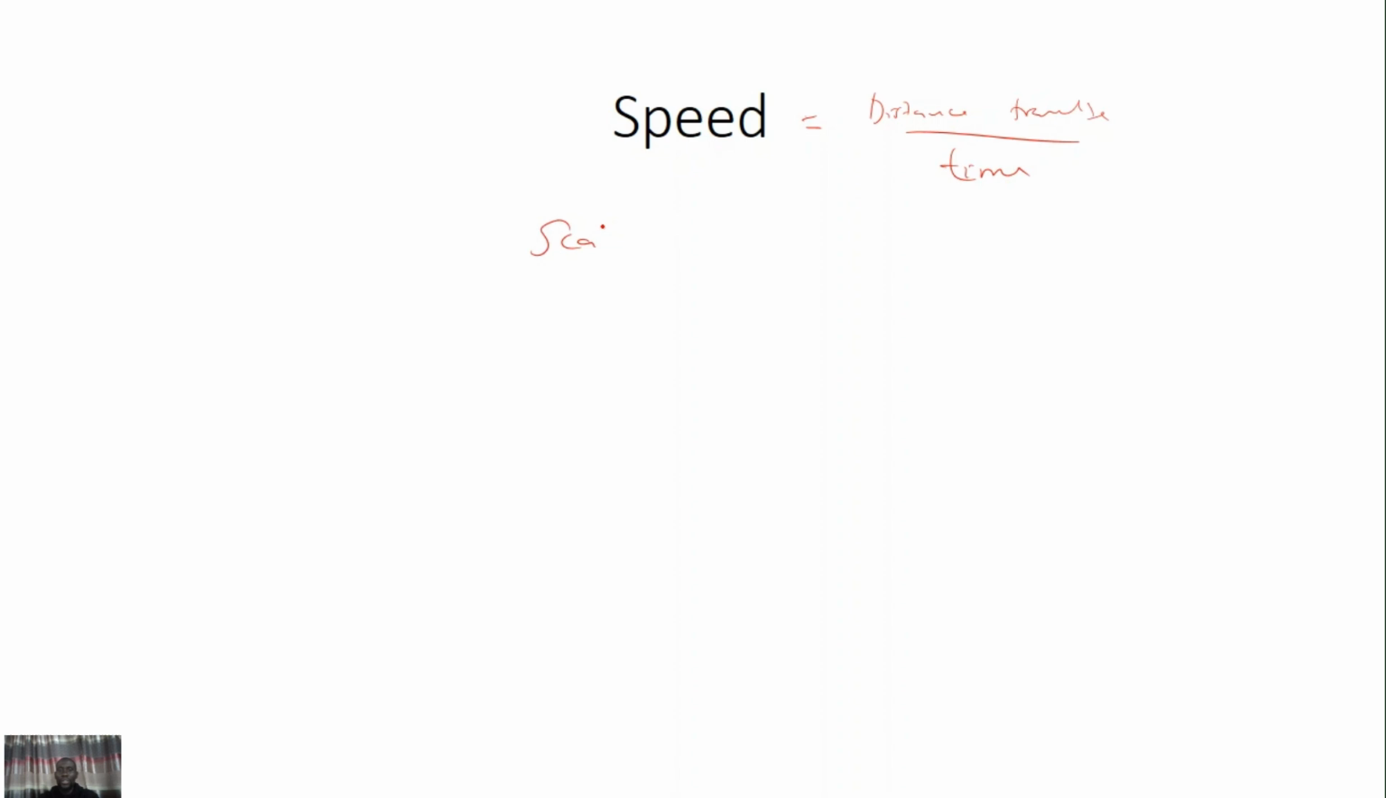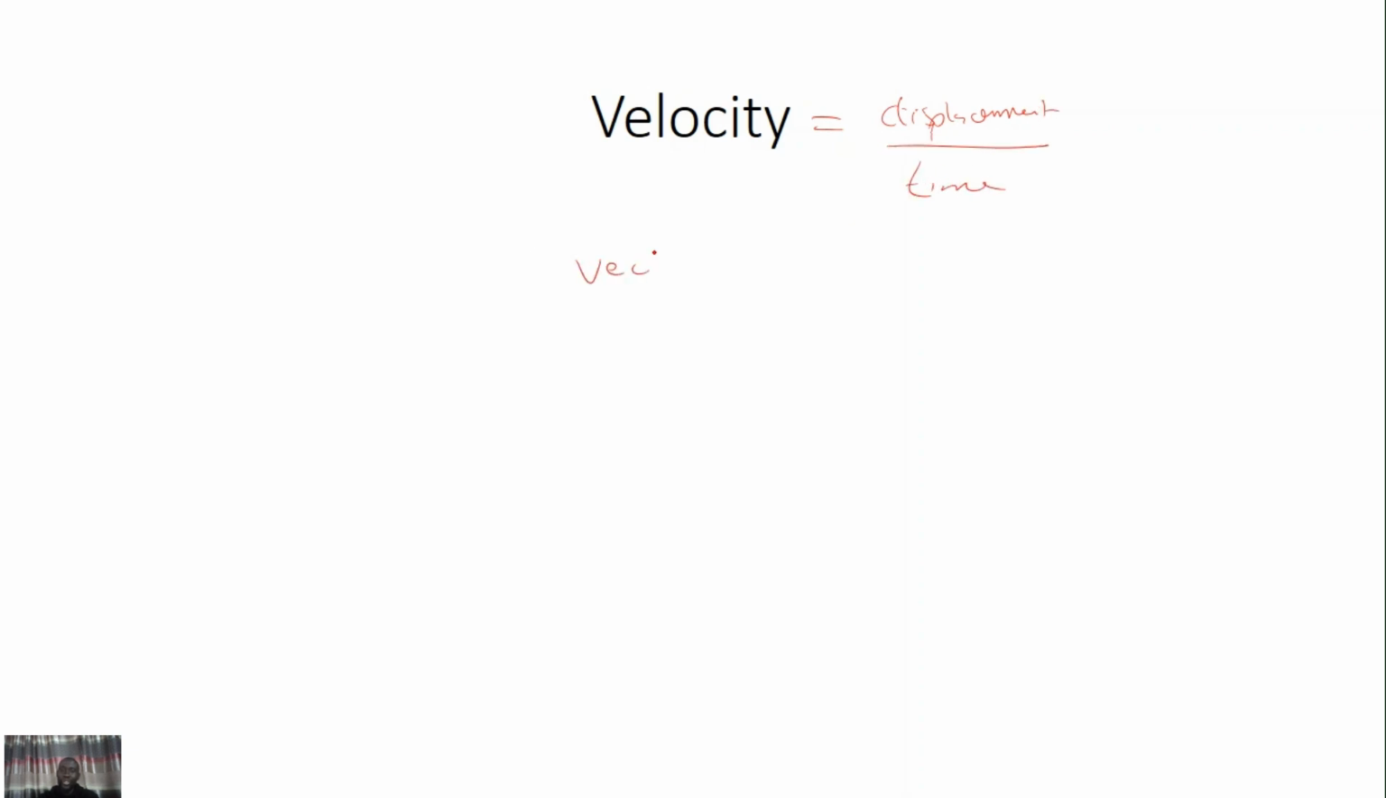It's a scalar quantity and it's measured in meters per second, which is similar to velocity. What makes it different from velocity is that it is a scalar quantity, while velocity is a vector quantity. Velocity is displacement over time. Take notes. It's a vector quantity and it's also measured in meters per second.